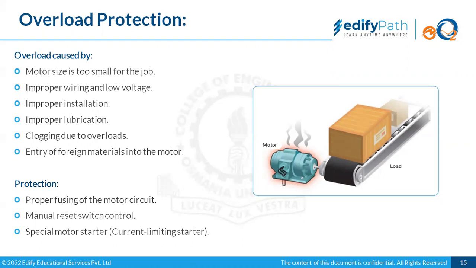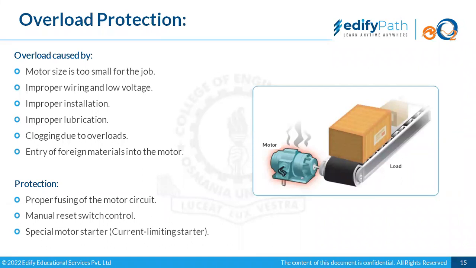Clogging due to overload. Even in the process that we are trying to run, if there are issues such as clogging, or it is not properly lubricated, there would be an effect on the motor. All these things should be properly taken care of when we are installing the motor, so that the motor life is elongated and the process reliability is maintained.